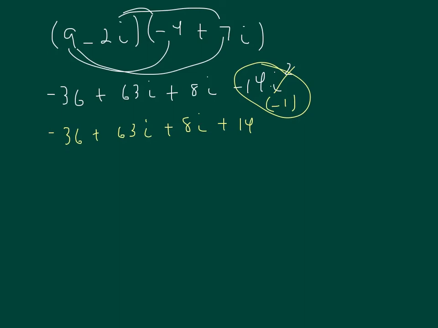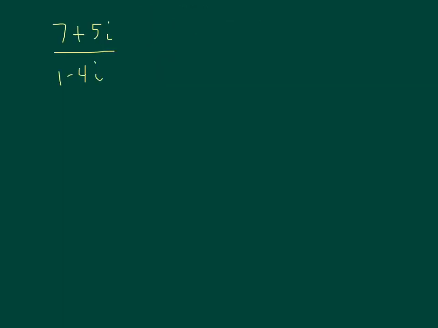All right, now let's just combine our like terms. So we got the negative 36 plus 14 gives us a negative 22. Then you got the positive 63i plus 8i is going to be a positive 71i. Our real number is in the front, our complex is second, so there's our final answer. Final expression, I should say.